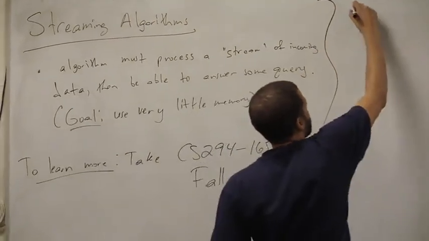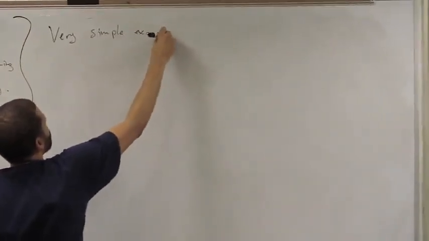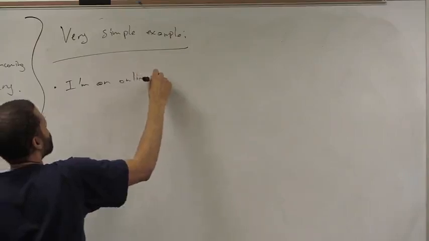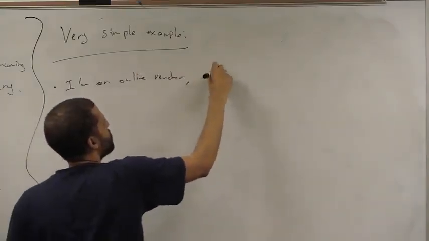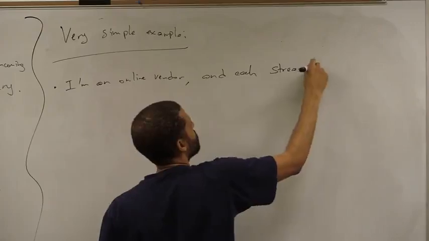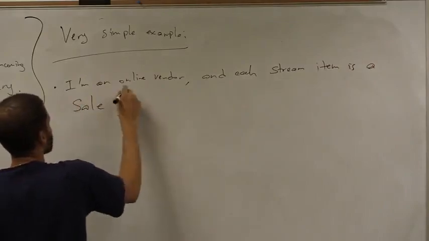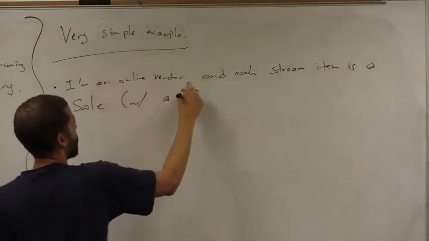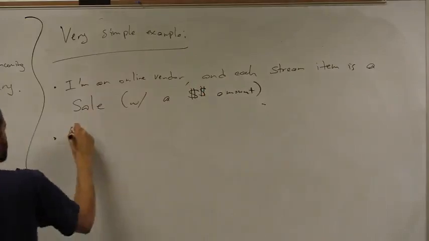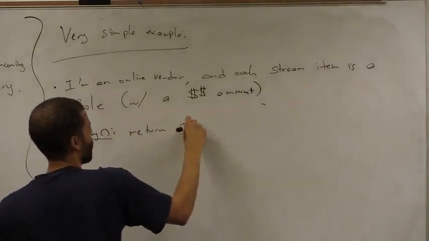So a very simple example. Let's say I'm an online vendor, and each stream item is a sale with a dollar amount. And my query is: return the gross revenue so far.